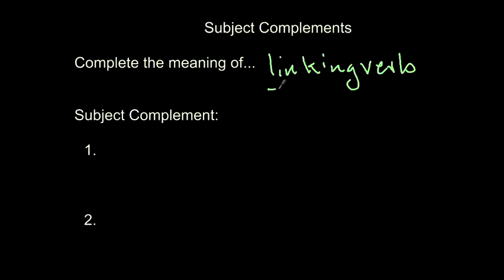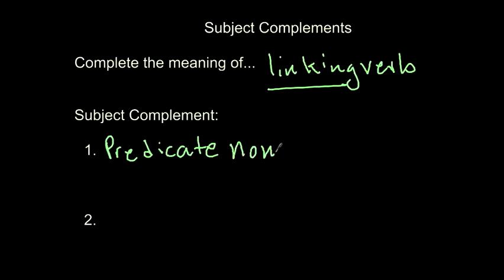Linking verb. So, just like I said in the other video, if you are trying to figure out what type of complement you're dealing with, the very first thing that you have to figure out is what type of verb you are dealing with. So a subject complement comes in two flavors. The first type we're going to call predicate nominative. Nominative, that's an M.